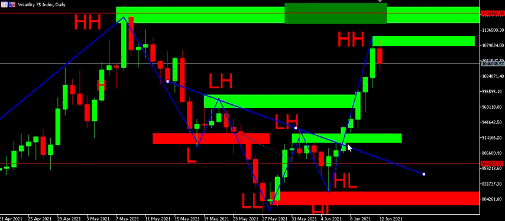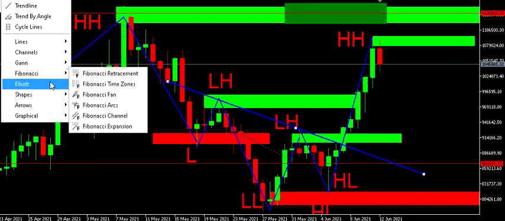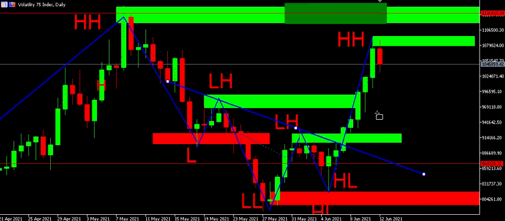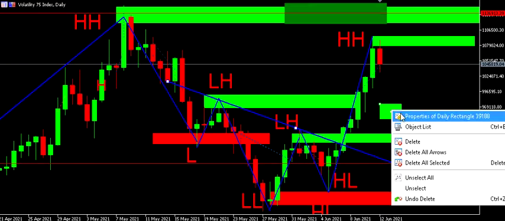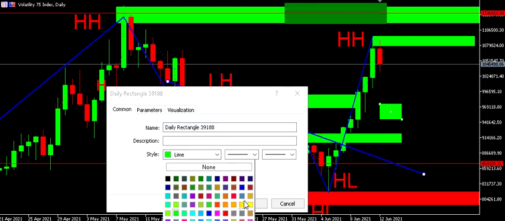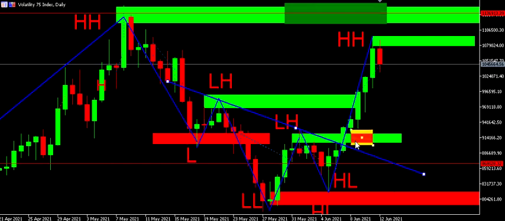Price broke this neckline around this point. Let me mark the point where we have a break of the neckline. I'm going to change the color of this shape to orange. So we have a break of the neckline around here, marked by a bullish candle. So buyers in line with price action will definitely enter the buy position around this point where we have a clean break, a close above the neckline.